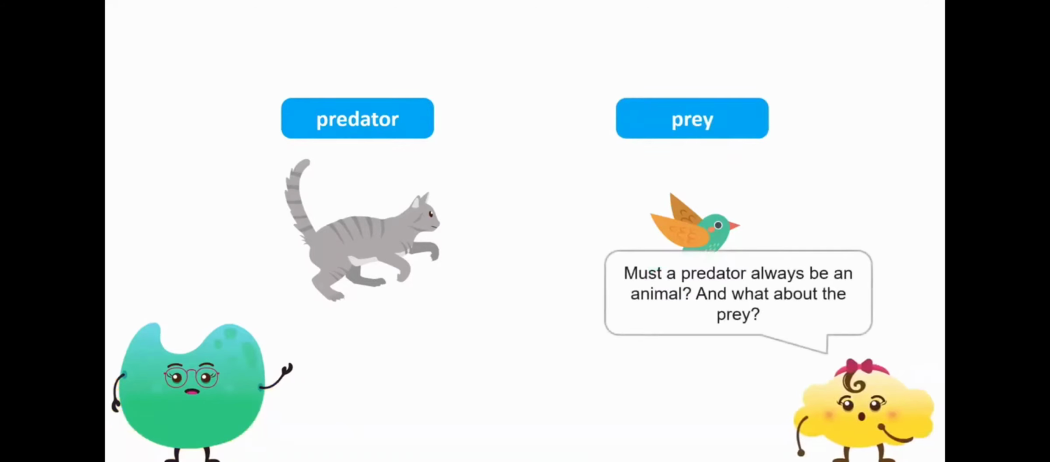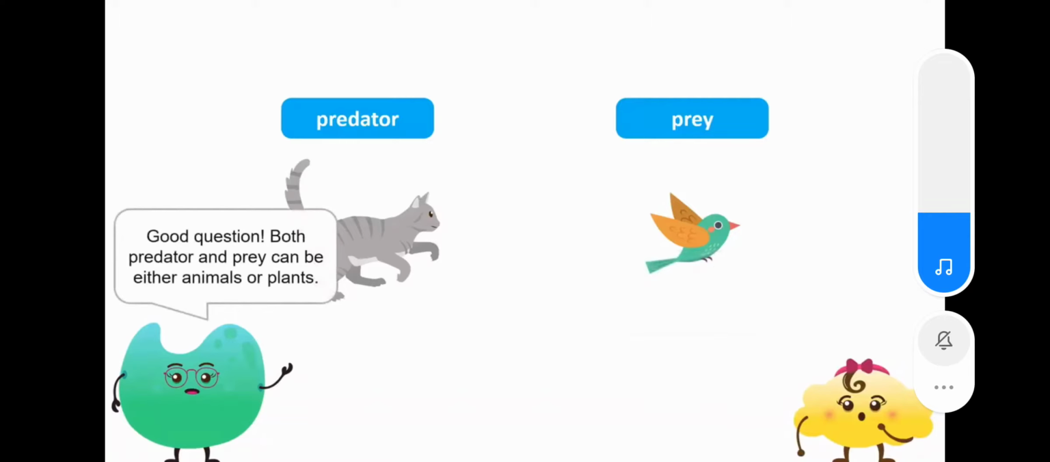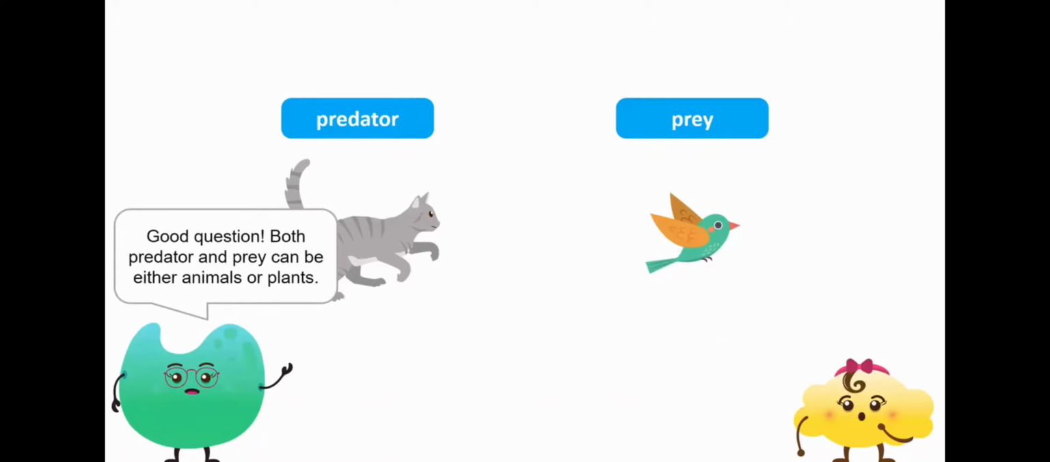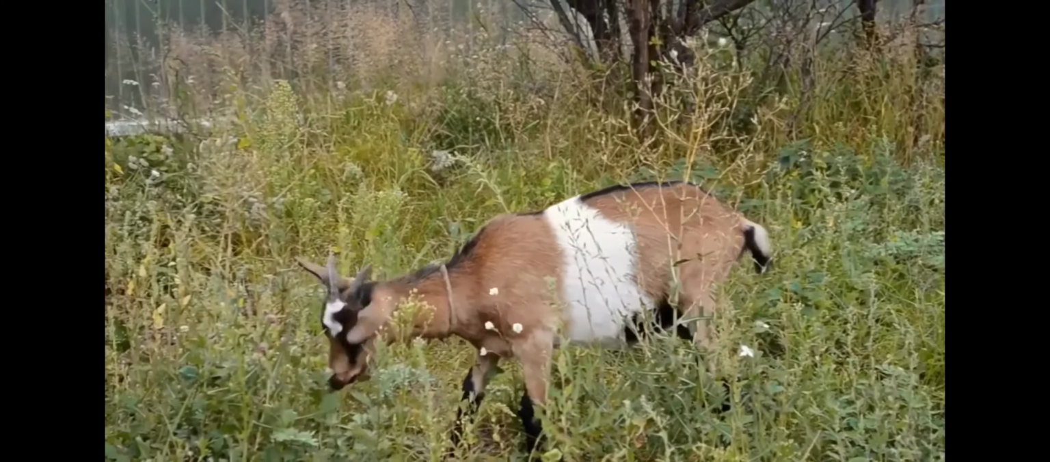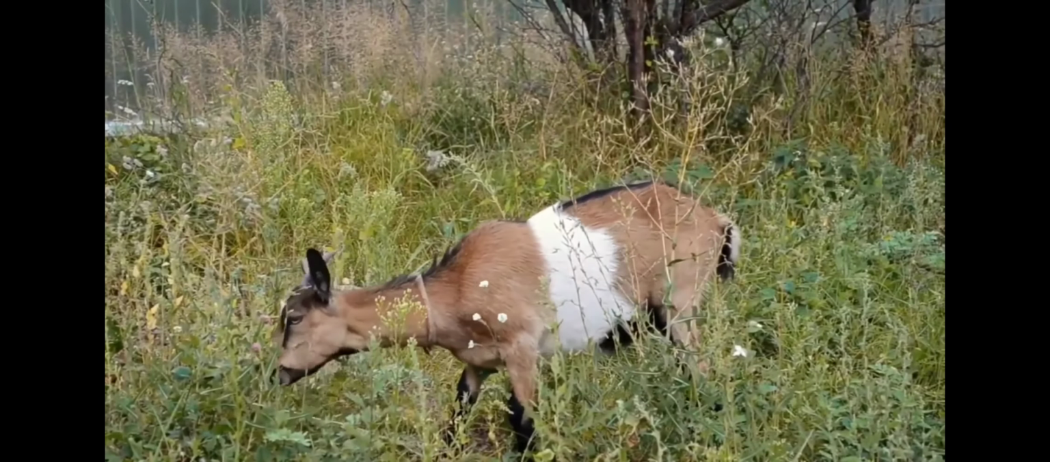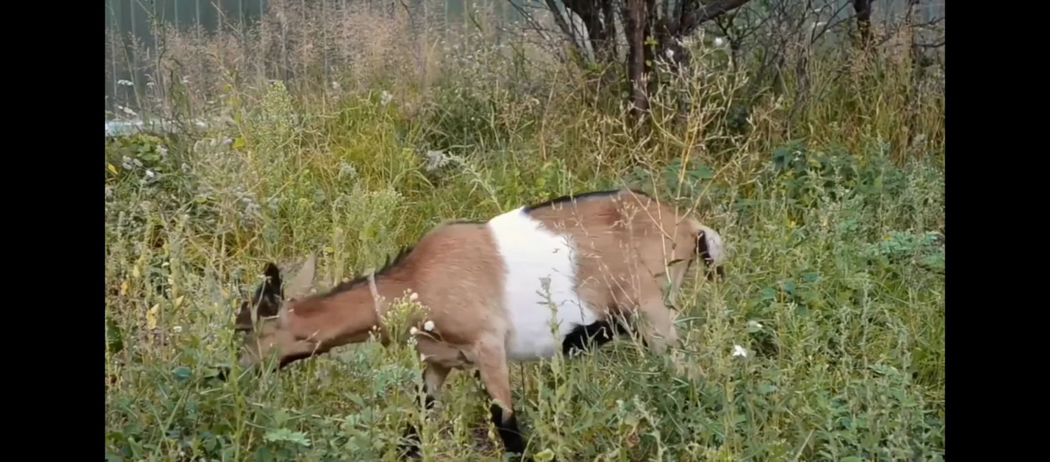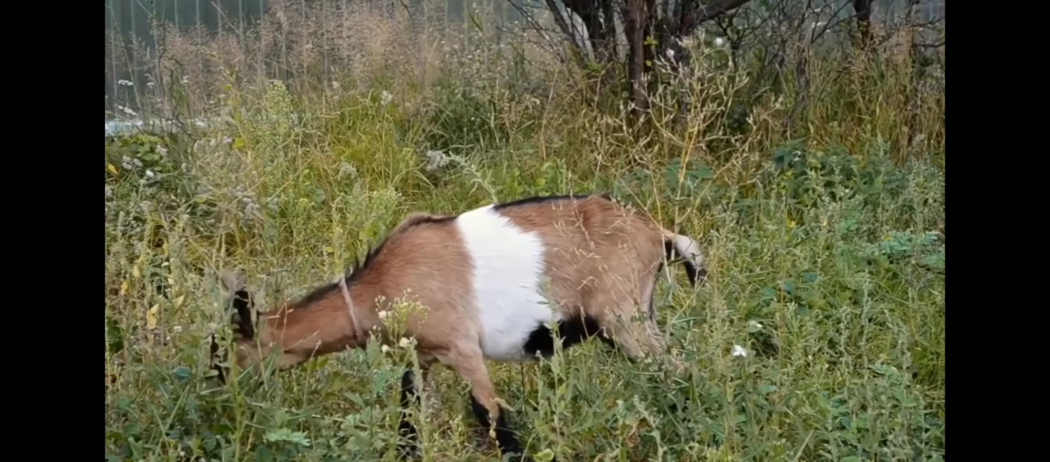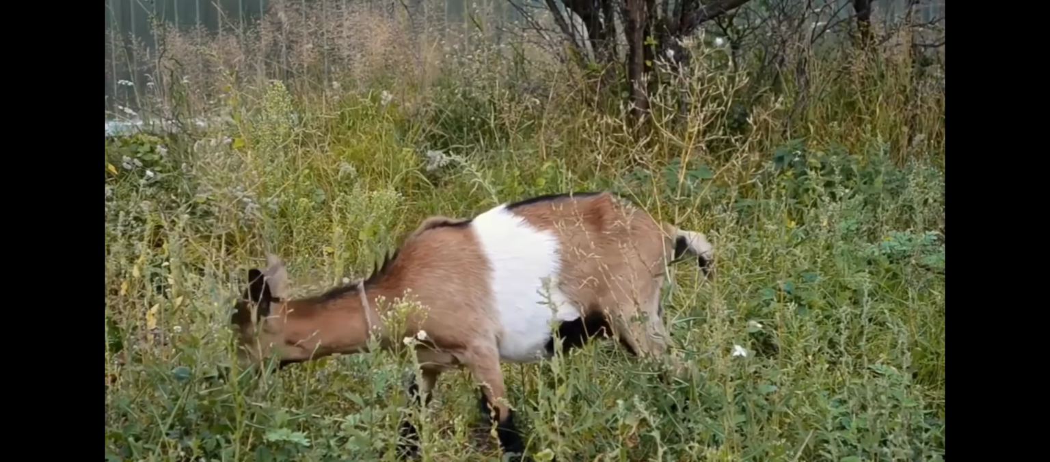Oh, must a predator always be an animal? And what about the prey? Good question. Both predator and prey can be either animals or plants. For example, if a goat eats a plant and the plant is unable to grow again since its reproductive parts are eaten, that would make the plant a prey and the goat a predator.